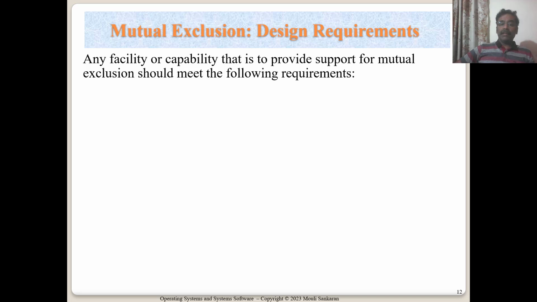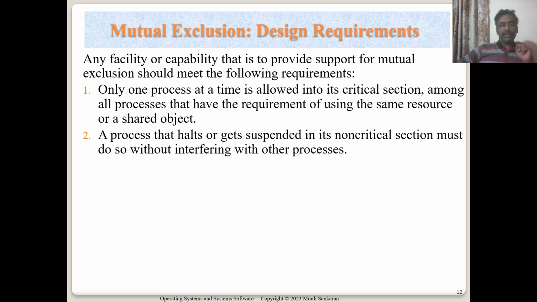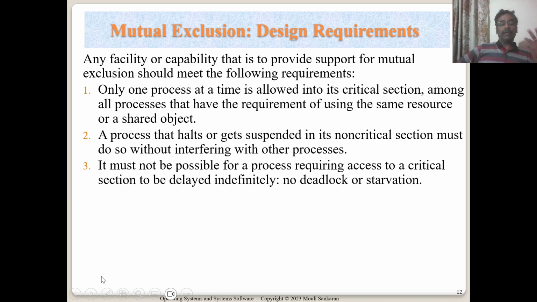Any facility or capability that is provided to support mutual exclusion should meet the following requirements. Only one process at a time is allowed. You should not by mistake allow two processes to enter a critical section. A process that halts or gets suspended in its non-critical section must do so without interfering with other processes. Suppose a process is not in the critical section and gets blocked, it should not indirectly affect some other process from progressing further. These are the software issues that you need to take care of when you are designing multi-process systems applications.